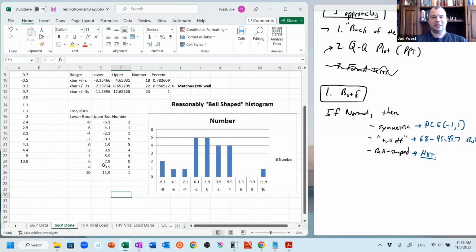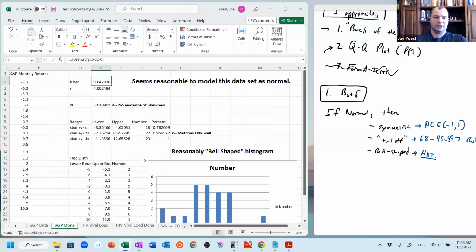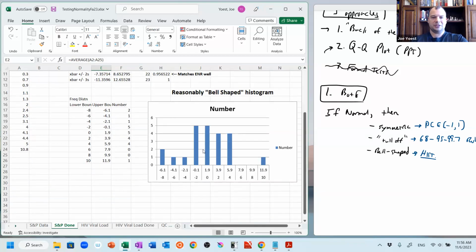symmetric about a mean? The mean is about 0.65. So it's more or less symmetric about these two tall peaks here. Roughly tails off to the sides and peaks in the middle. Yeah, that's probably good enough.